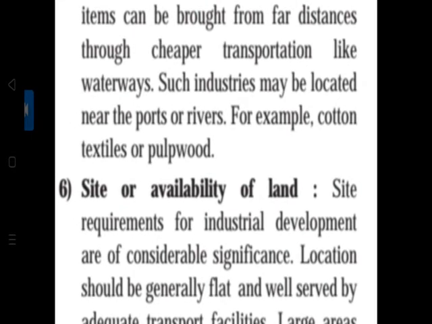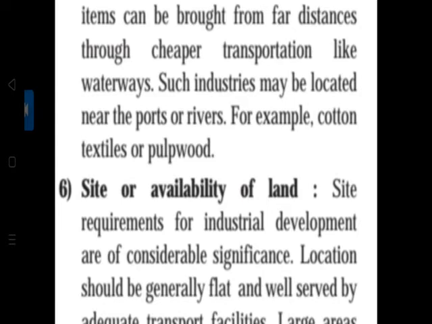So it depends on what kind of raw material is being carried from one place to another, and depending on the raw material being carried, the cost of transportation also fluctuates. Such industries may be located near the ports or rivers, for example, cotton, textile, or pulpwood. There are certain examples which require low cost of transportation, some require high cost of transportation. All this is clearer and easier to understand when you look at the raw materials and differentiate between perishable and non-perishable items.